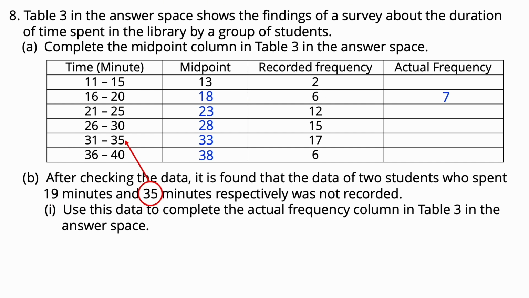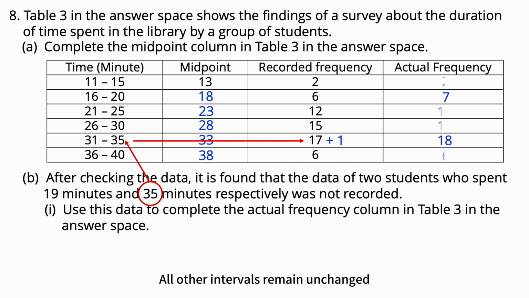For 31 to 35, recorded frequency was 17. Add 1 to this interval. 17 plus 1 equals 18. All other intervals remain unchanged.